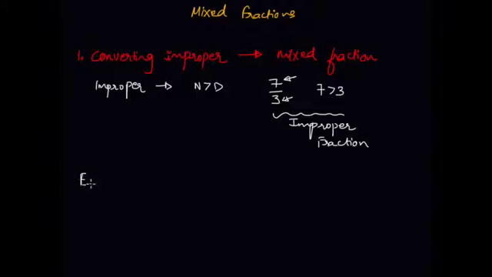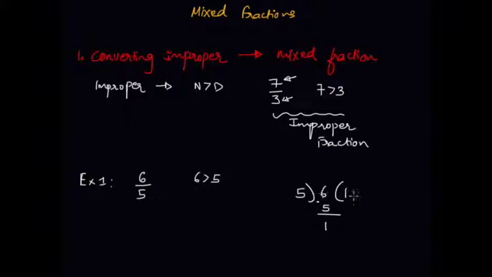Let's take an example. Example 1. I wanted to see how we could convert 6 by 5 into a mixed fraction. So the first check is 6 is greater than 5, so it is improper. What we do is we divide 6, which is the numerator, by the denominator, which is 5. So we see that 5 1 times 5, and if you subtract it, 6 minus 5 is 1.